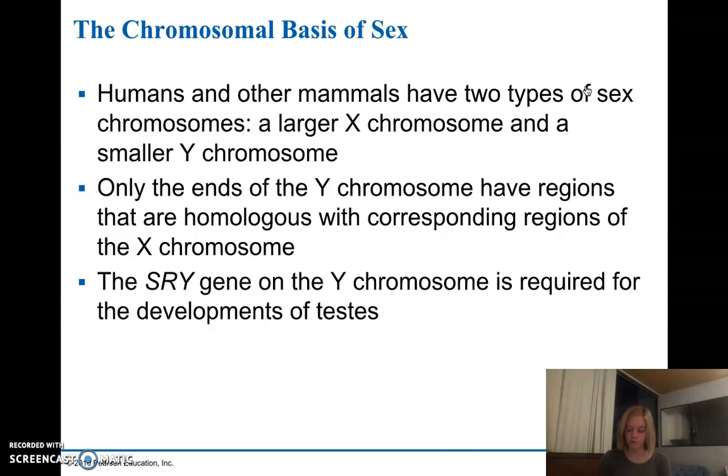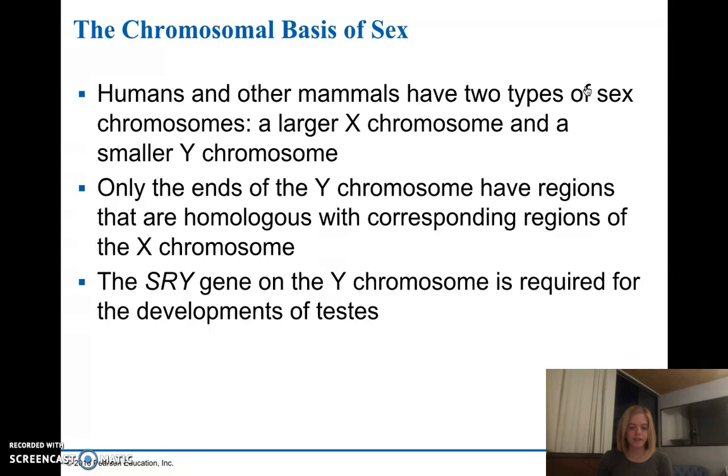Each egg receives one X chromosome, and each sperm, half receive X and half receive Y, depending on what the dad decides to give. That's how we get girls with XX, dad with XY, and then each of those can give one.